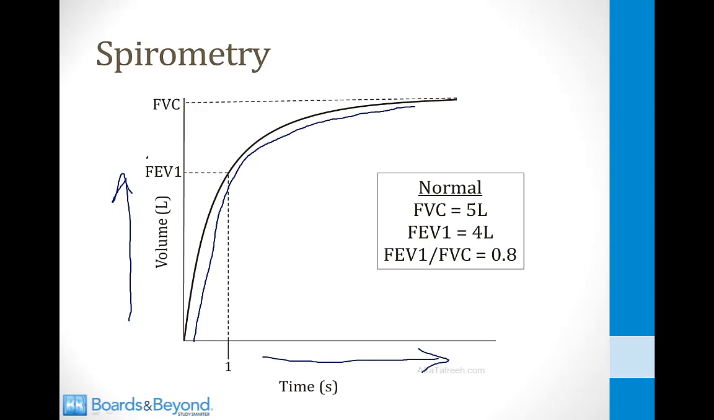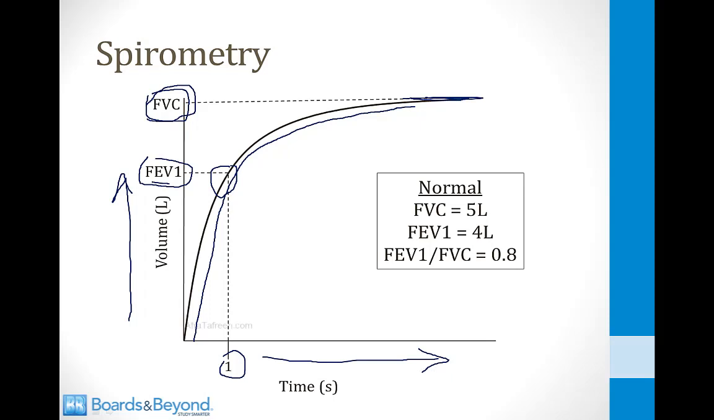The first is called the FEV1. That's the forced expiratory volume in 1 second. So we look down here at 1 second, and we see how much volume of air they blew out in that first second, and that's called the FEV1. The second measurement we take is called the FVC. That's the forced vital capacity, and that's the total amount of air that they were able to exhale after a maximum inspiration, and it's where this line plateaus up over here. So we can get the volume FVC from a spirometry measurement as well.